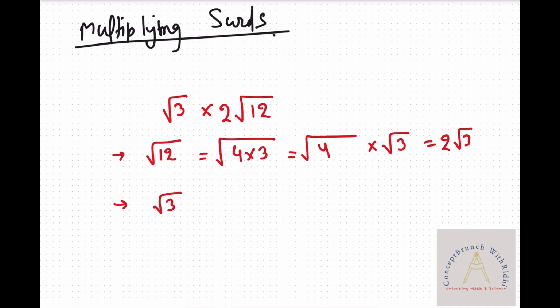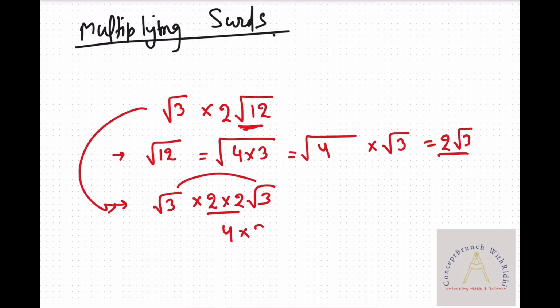Second step, just write all together. So I'm writing from here: root 3 times 2, and root 12 we can write as 2 root 3, so times 2 root 3. Here 2 times 2 is going to be 4, and root 3 times root 3 is going to be 3. So the final answer will be 12.